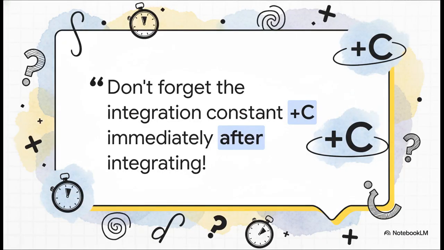Forgetting the plus c. You absolutely have to add it the instant you finish integrating. If you forget it, or if you wait and try to plug in your initial condition before you add it, you will get the wrong answer every single time. It's the most common mistake, and it's so easy to avoid. So burn it into your brain: integrate, then immediately write plus c.